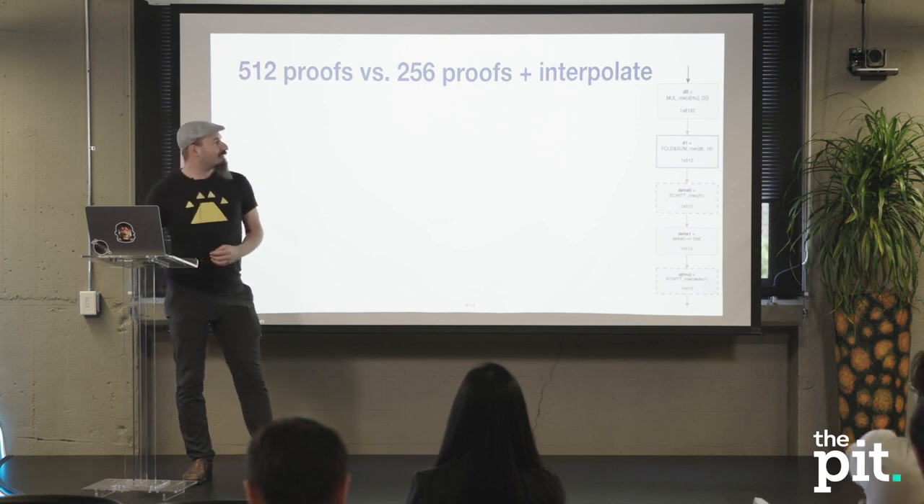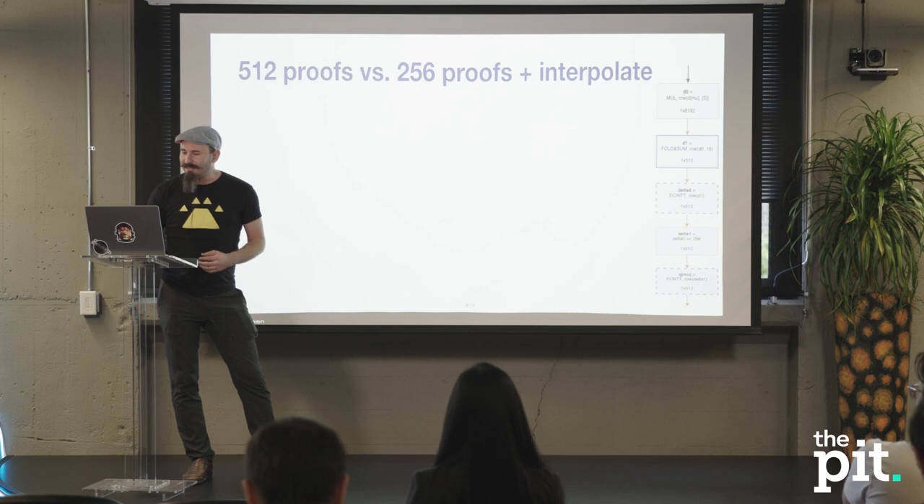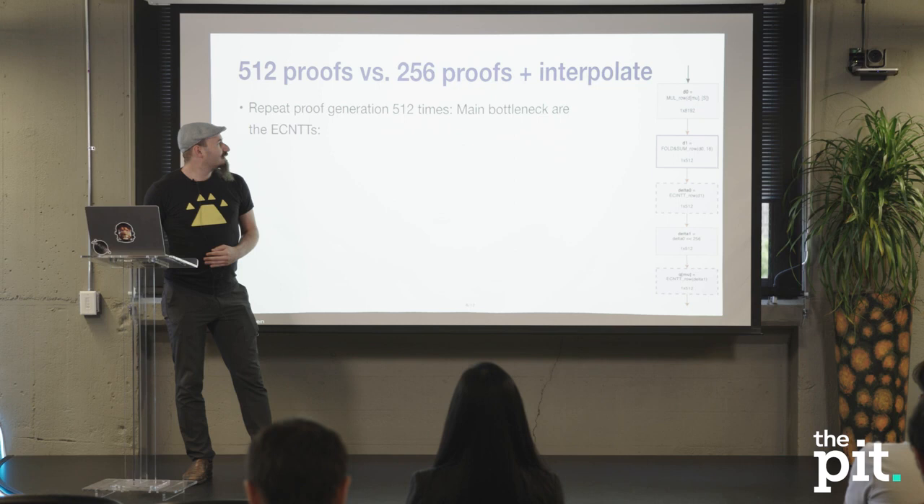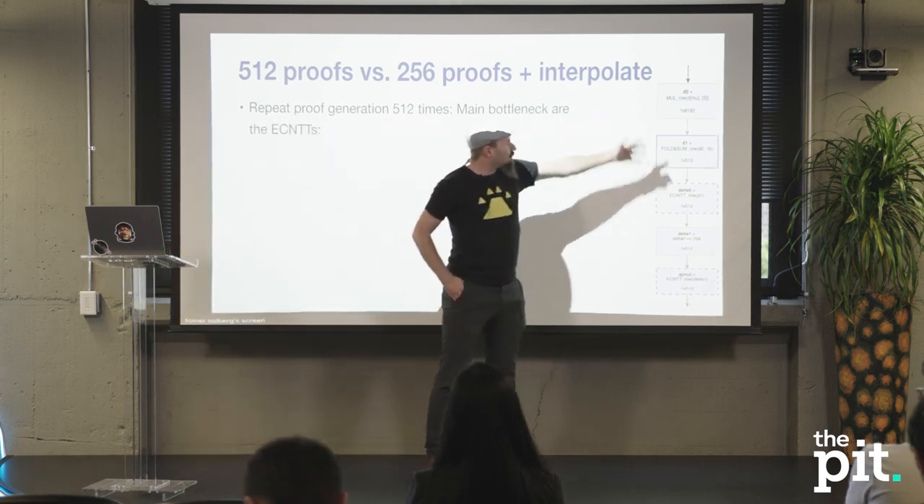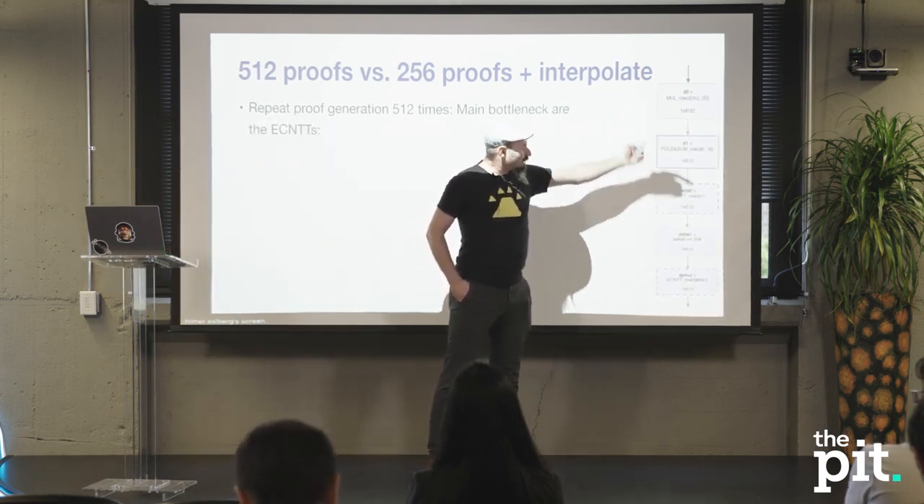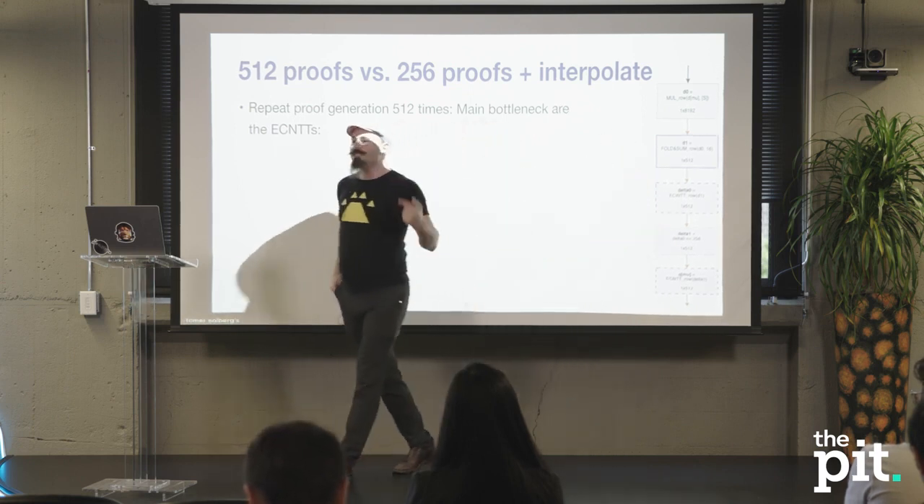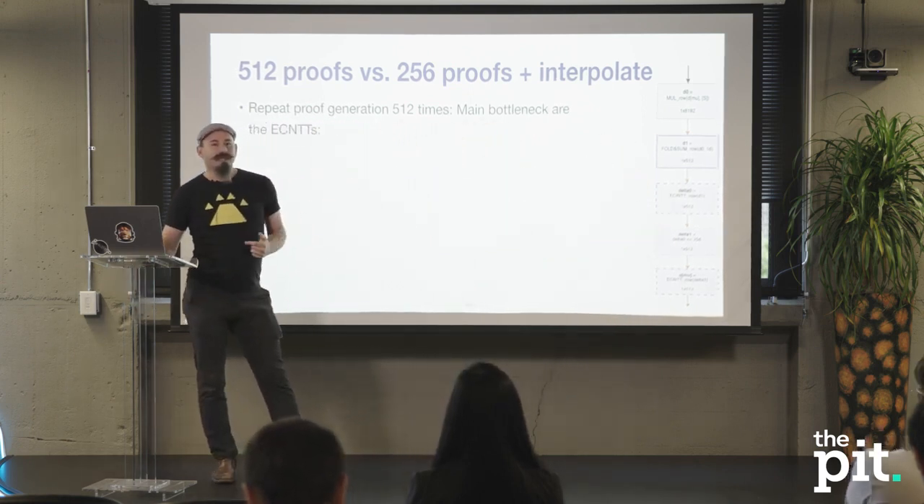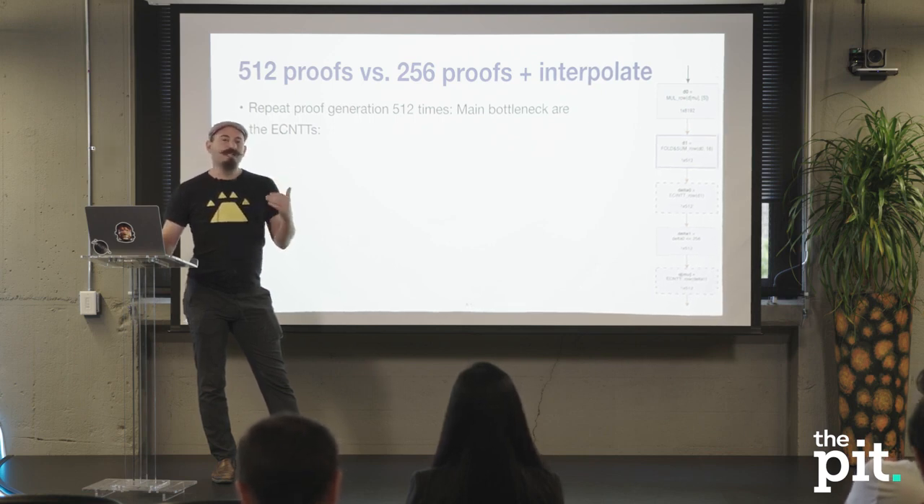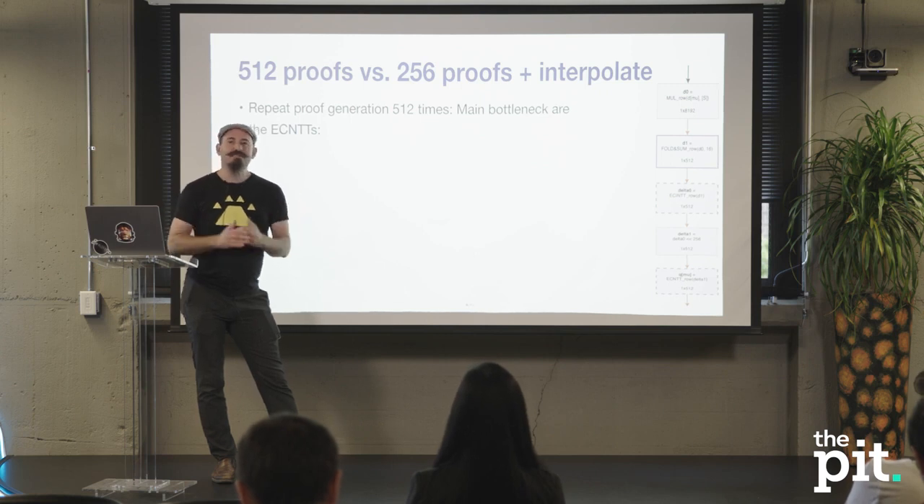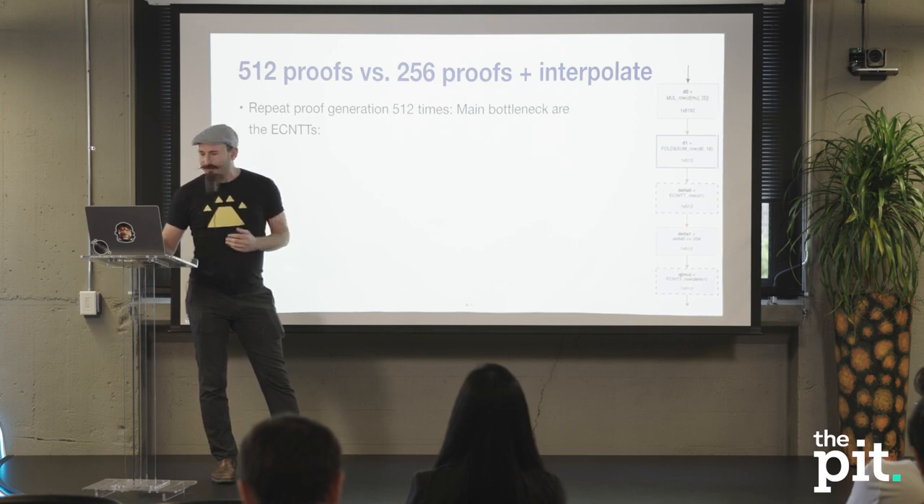Okay, another thing, and here I'm gonna ask you a question. Let's view two approaches for the proving branch. In this branch, we can do one of two things. We can either repeat this branch once for each interpolated blob. We repeat it 512 times. Or we can do it once for each blob, 256 times, and then interpolate times 2. And the question is, which is going to be faster?